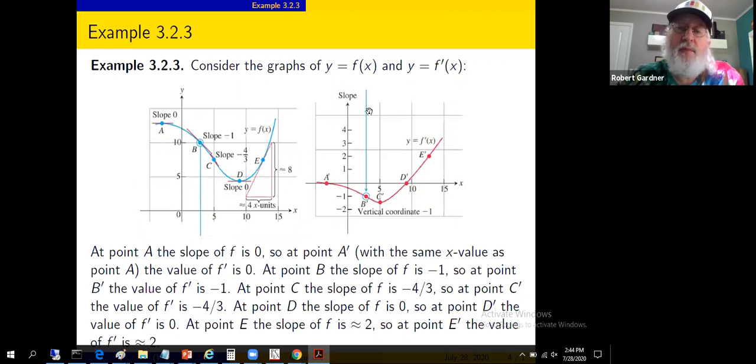If you'll look at the image from the book that links those two together, we got the same x values indicated by this little blue thin vertical arrow. Same x values. If the slope here is -1, the value for the derivative will be -1. Here at point C, we've got a slope of -4/3.